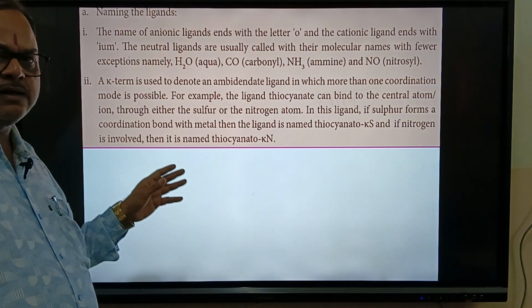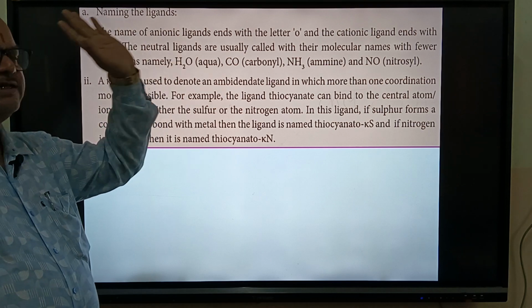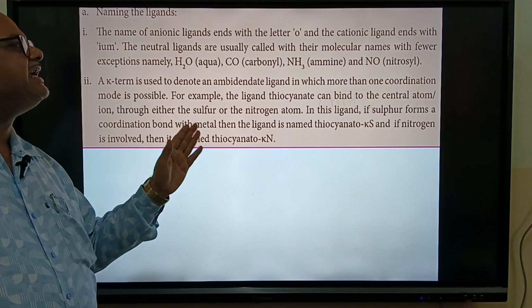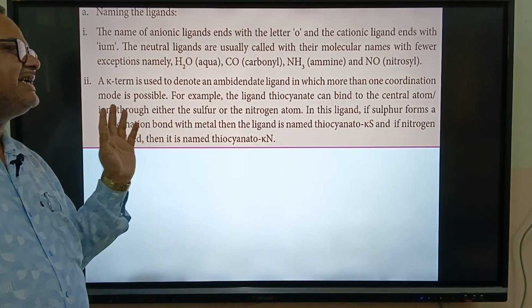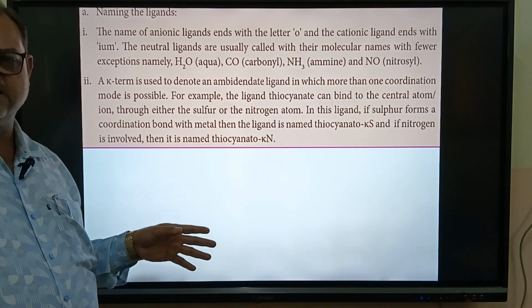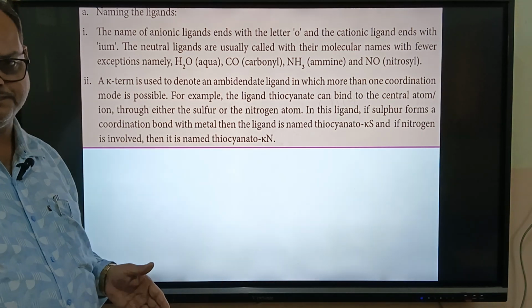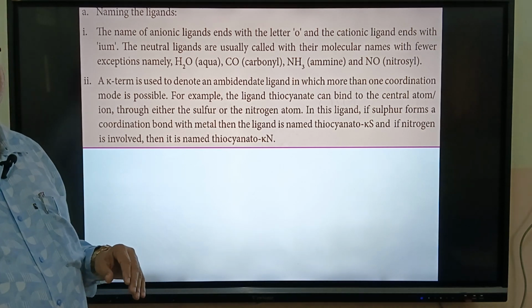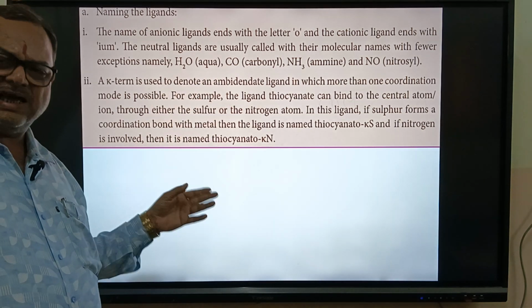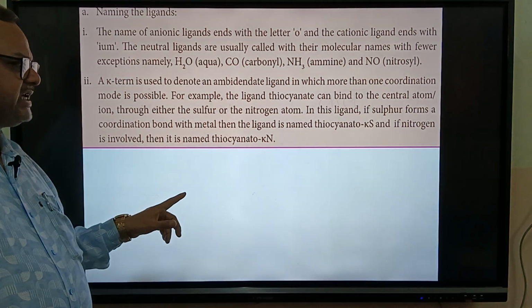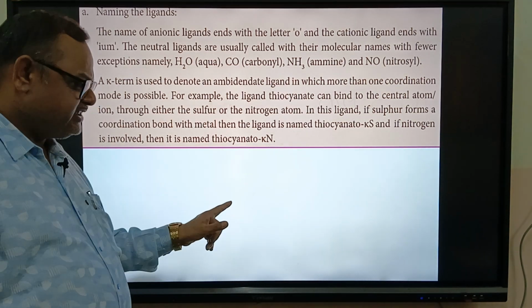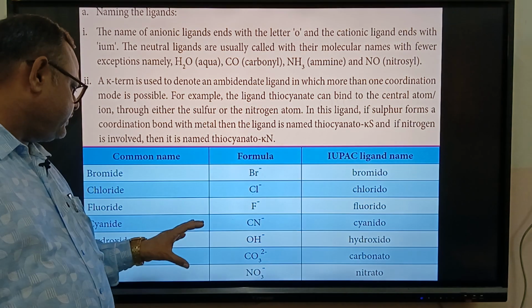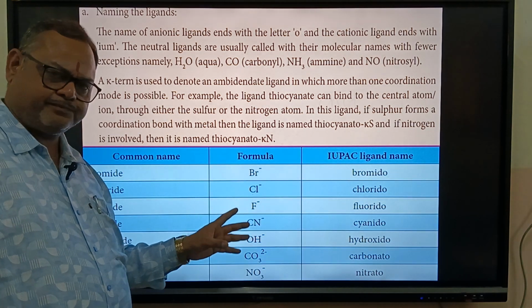Then comes naming of ligands. So, anionic ligands always end in O and cationic ligands end with -ium. However, there are certain ligands like H2O, CO, NH3, etc. which have special names. So please make note. We have a table displayed here. It is giving you the names of the ions.